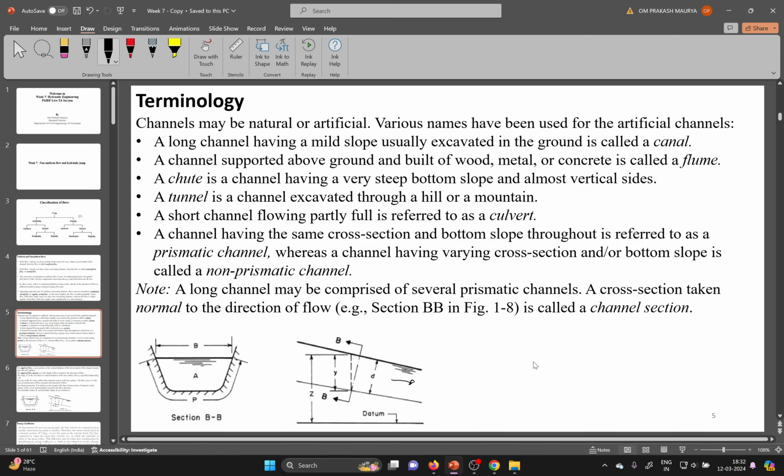Okay. So actually, what is the cross section? We always choose the cross section normal to the direction of flow. So here it is written section BB. If your flow direction is like that, normal to the flow we choose the cross section. The section normal to the direction of flow is called the channel section. So BB here is the channel section.